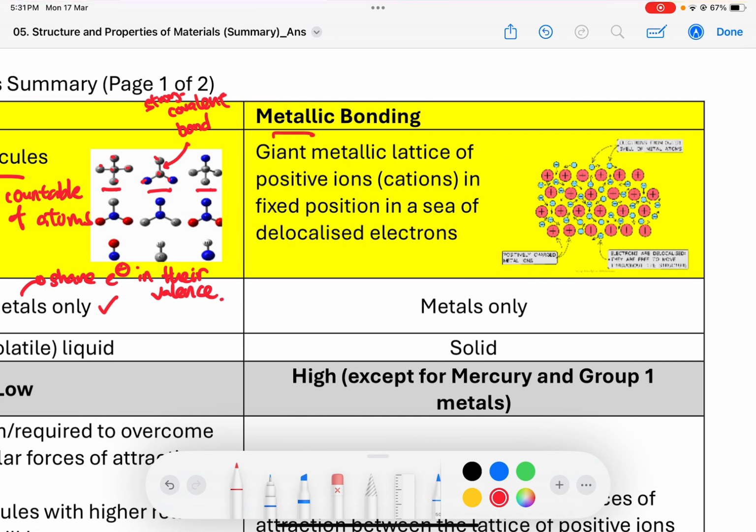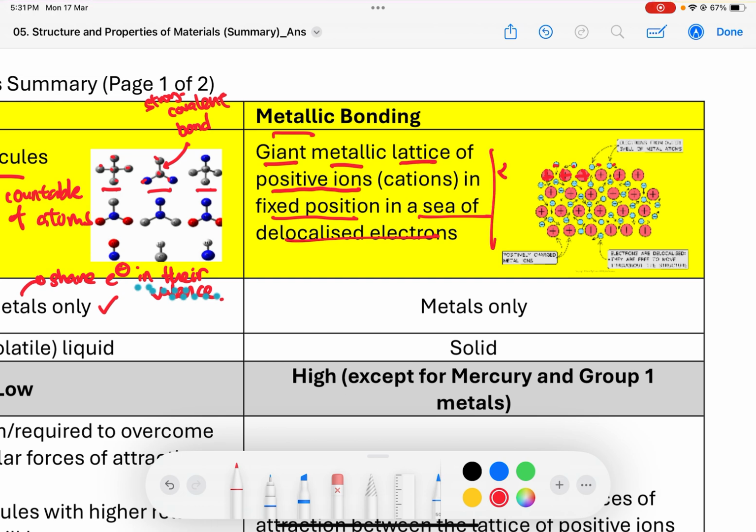Last one, metallic bonding. How would you describe the structure? It's a giant metallic lattice structure. What does this giant metallic lattice structure consist of? It consists of a lattice of positive ions. A lattice is generally this kind of regular arrangement. All of these cations are present, and take note, they are in fixed position, because typically they are solids, and they are surrounded by a sea of delocalized electrons.